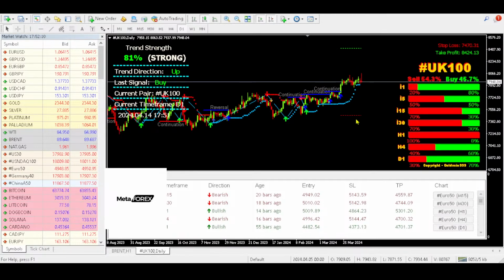So it's even painted on the chart itself. Okay, where now if you're going in for your buy, there's your take profit, there's your stop loss. So that's basically how you jump in on the MetaTrader 4 and MetaTrader 5 system.